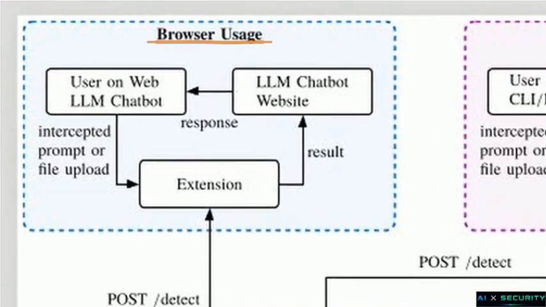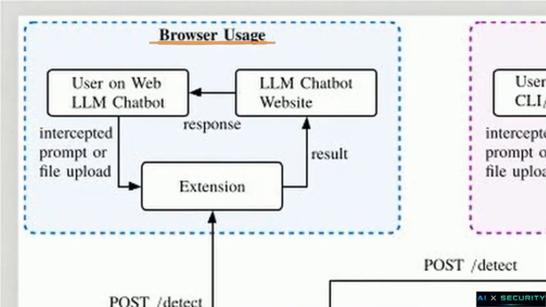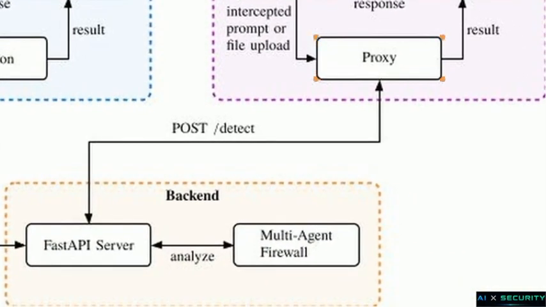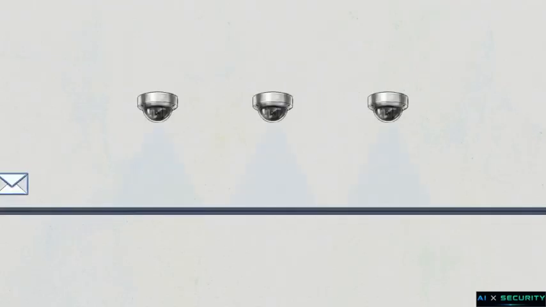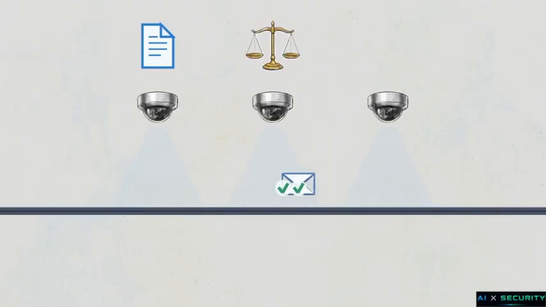Browser usage on the left warns or blocks the user directly within the web page. The API proxy on the right automatically drops illicit requests. Both streams converge into a unified local fast API server. Before reaching the core firewall, this backend acts as a sanitation checkpoint. It verifies MIME types, limits file sizes, and blocks path traversal attacks to ensure the engine only processes safe data.